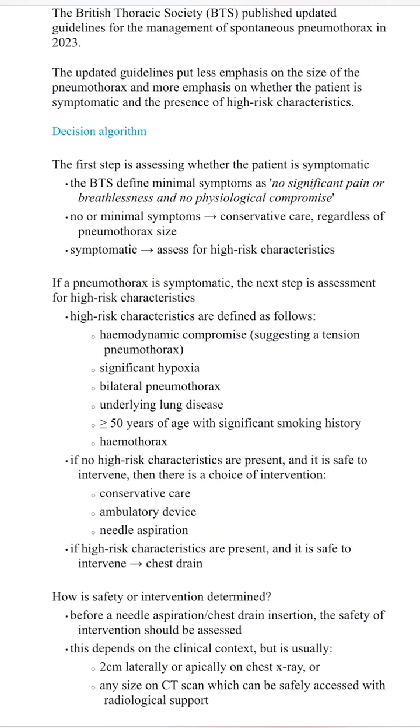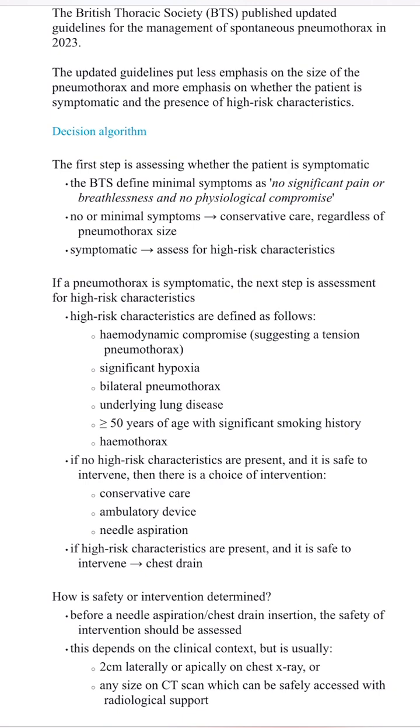The BTS define minimal symptoms as no significant pain or breathlessness and no physiological compromise. No or minimal symptoms, then give conservative care regardless of pneumothorax size. If the patient is symptomatic, then assess for high risk characteristics. Okay, so this is the first step, assessing whether the patient is symptomatic or not.